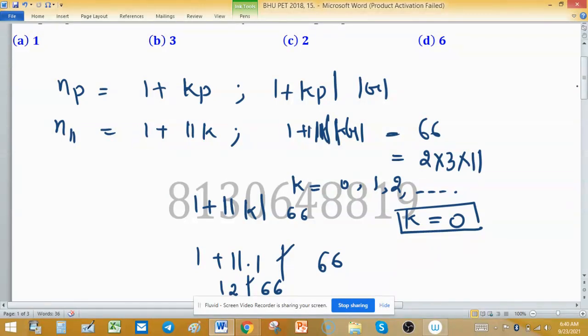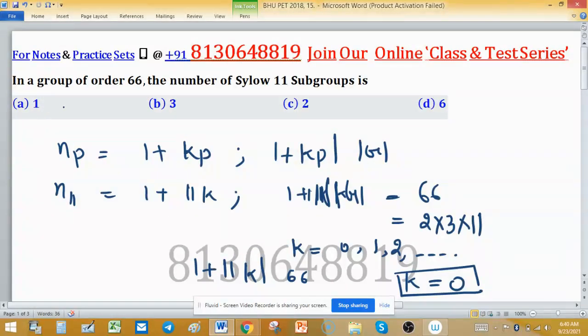And you can choose any other value like 2, 3, 4. All other values of k will not work here. So the number of Sylow 11 subgroups is single, only one. So option A is correct.